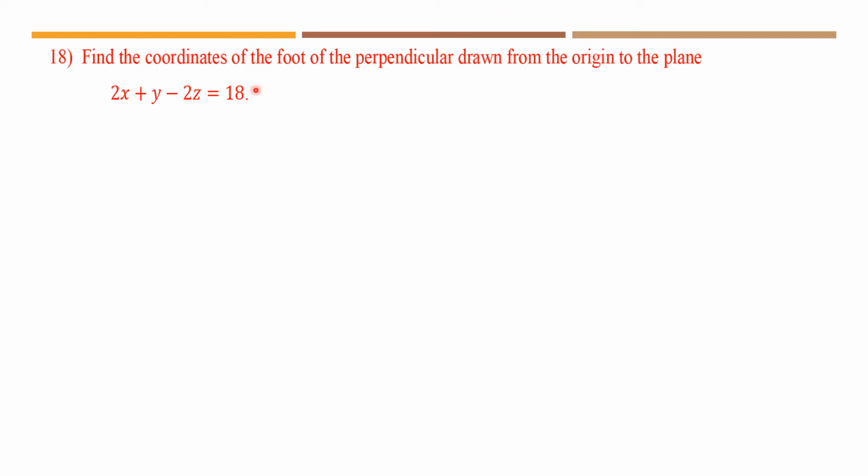Example number 18. Find the coordinates of the foot of perpendicular drawn from the origin to the plane 2x plus y minus 2z equal to 18. We know that the coordinates of the foot of perpendicular are LP, MP and NP, where P is the distance from the origin and L, M, N are direction cosines.